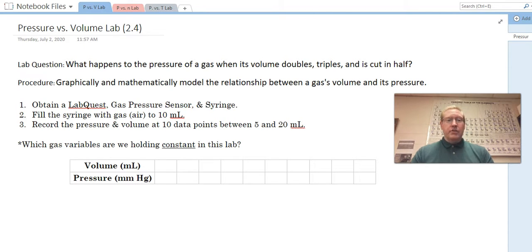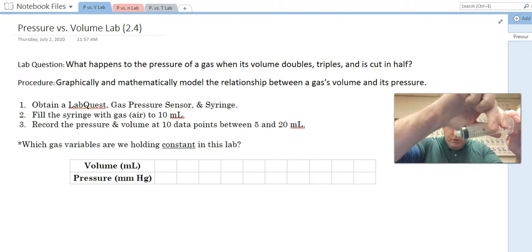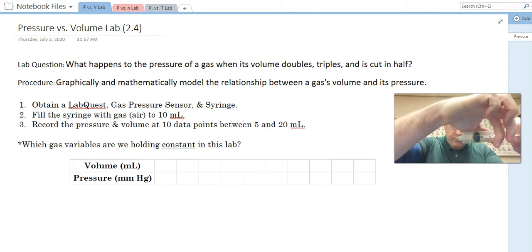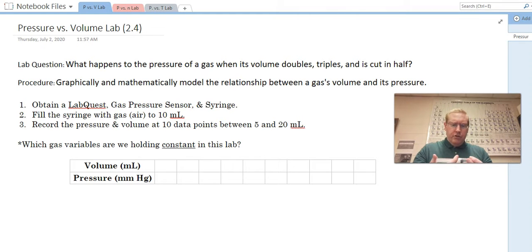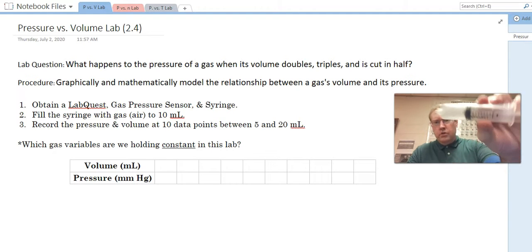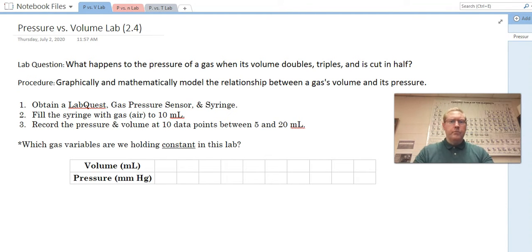So step number 2, it says fill the syringe with gas, in this case air, to 10 milliliters. So I'll go ahead and do that. I'm going to pull back on the plunger, like so, until the bottom of the plunger is at 10 milliliters. Like so. Perfect. Step 3 says record pressure and volume at 10 data points between 5 and 20 milliliters. Between 5 and 20 is not a huge range, but we can definitely get 10 data points within that range.